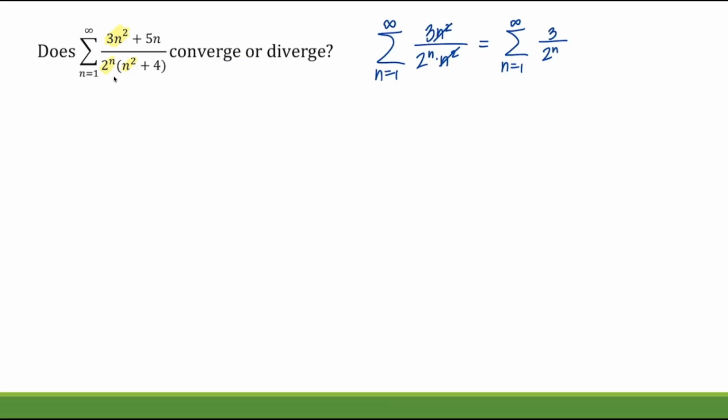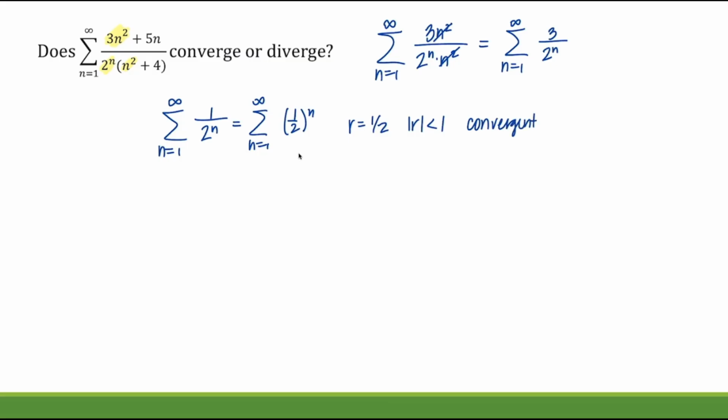So in fact, I don't even have to take the 3 with it. I can just focus on the sum of n equals 1 to infinity of 1 over 2 to the n, which is the sum of n equals 1 to infinity of 1/2 to the n. Now you could take the 3 with it if you want. I'm just going to take 1 over 2 to the n, which is a convergent geometric series. So r is 1/2. The absolute value of r is less than 1. So this is a convergent geometric series.